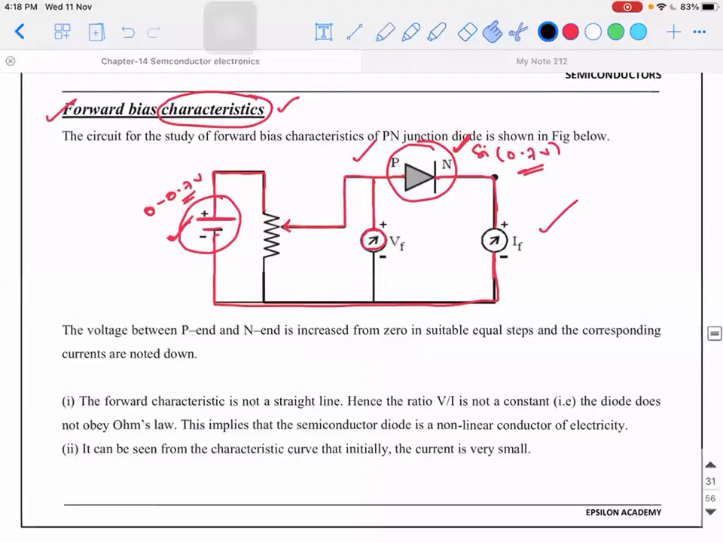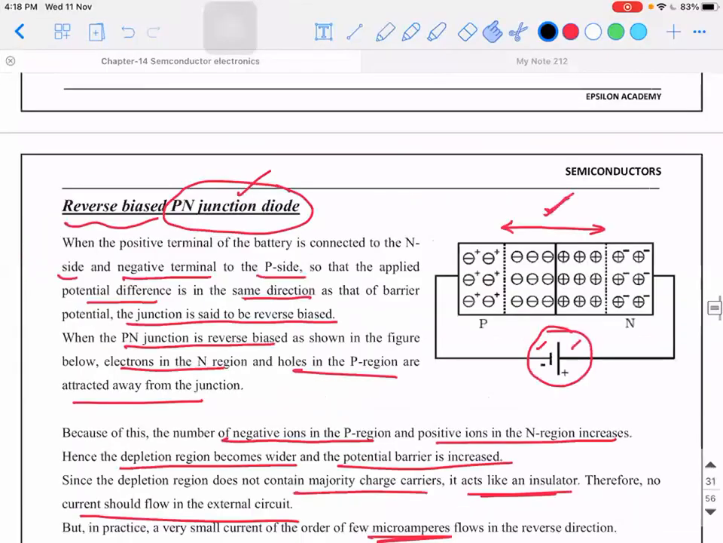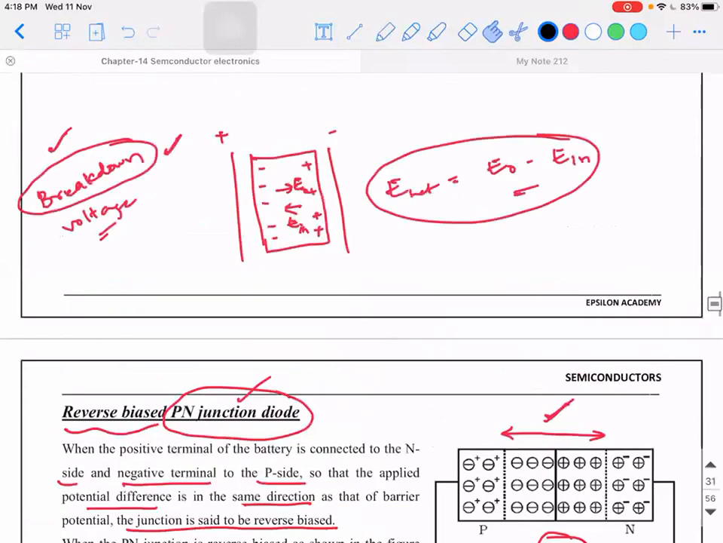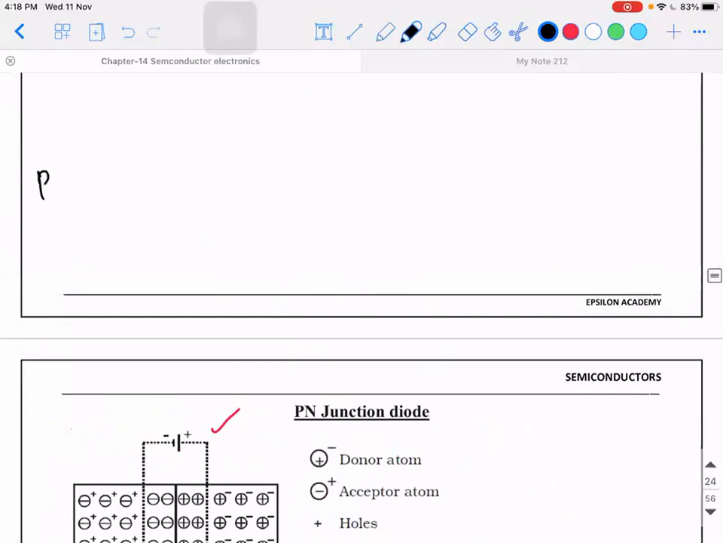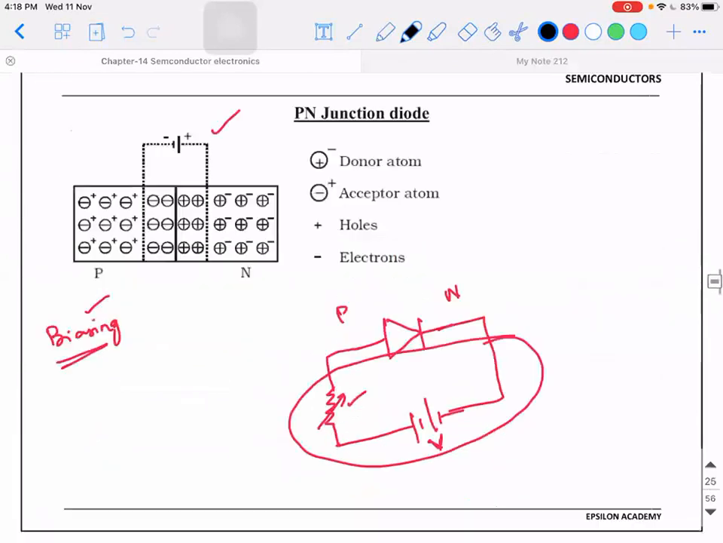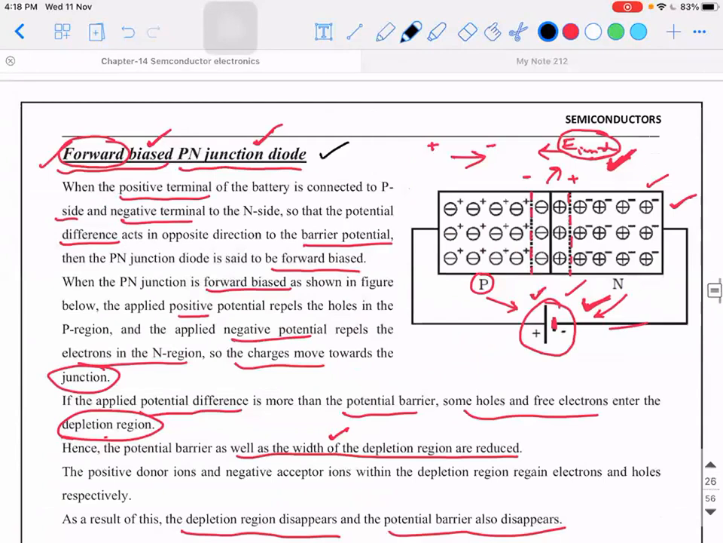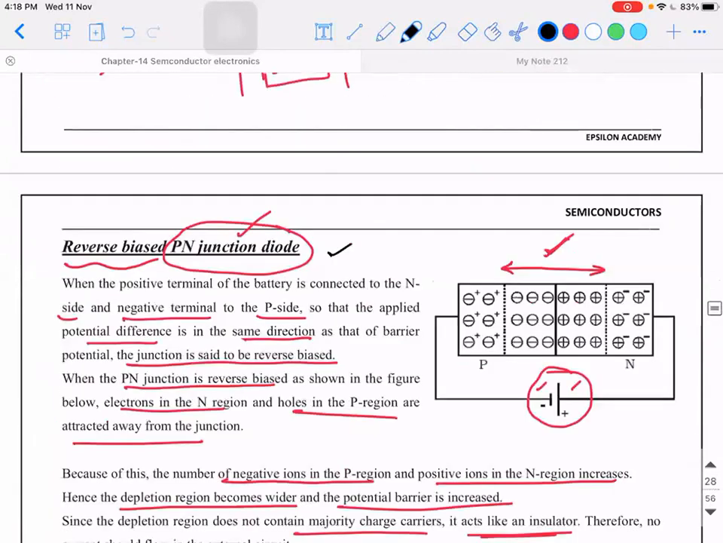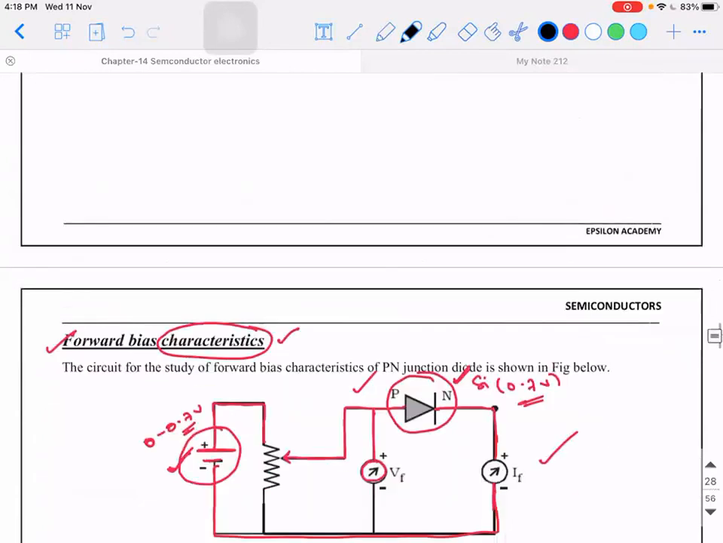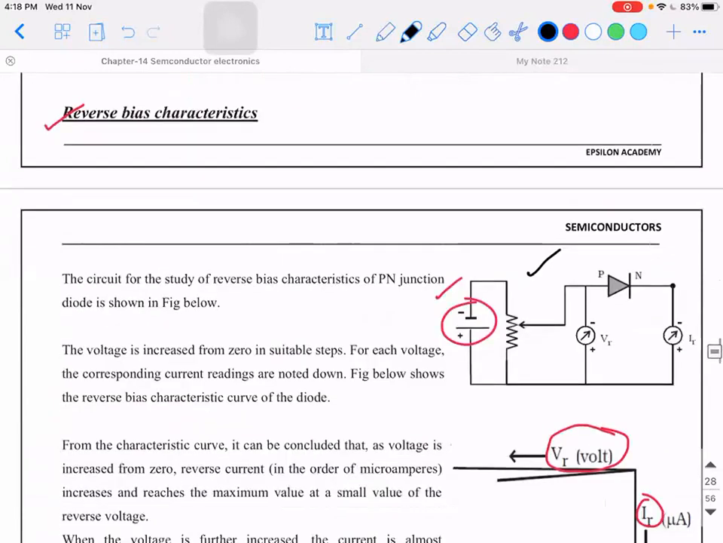So last class we were discussing the PN junction diode, right? In a PN junction diode, we saw the concept of depletion layer and the concept of potential barrier, or barrier potential. Then we saw the forward bias and reverse bias conditions of a PN junction diode, and we saw its characteristics also, right? When we saw its characteristic, we got a graph.